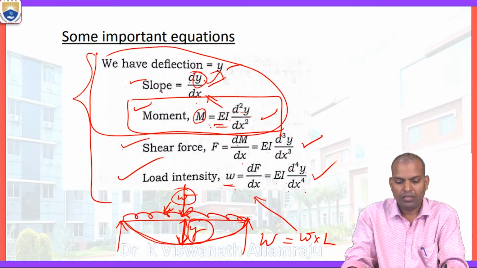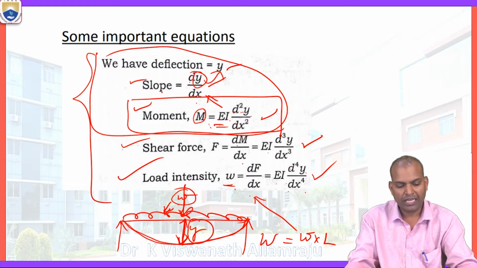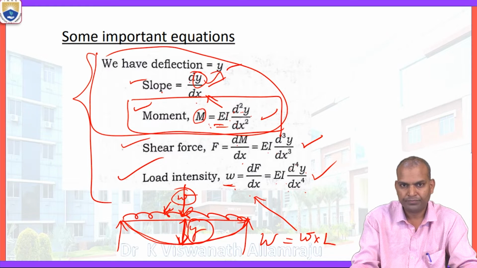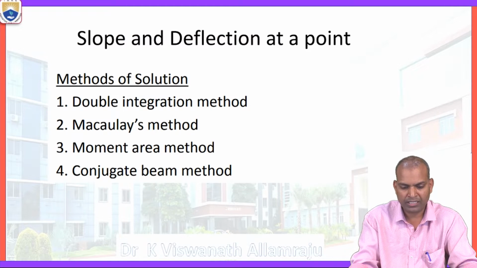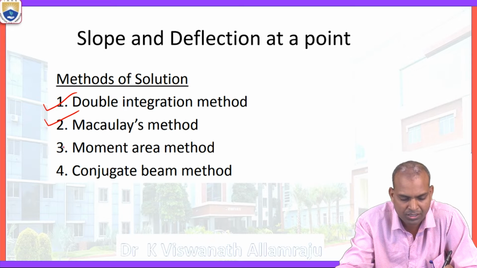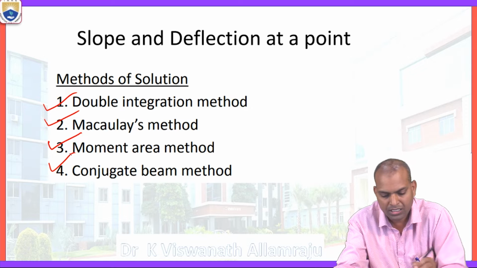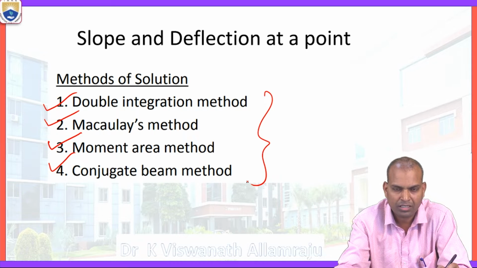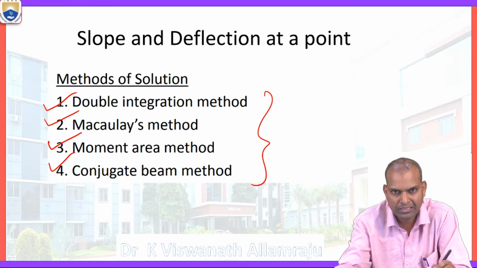Now, what are the various methods involved in calculating the deflection of the beam? There are various methods. The first is the double integration method, the second is Macaulay's method, the third is the moment area method, and the fourth is the conjugate beam method. These four methods are useful to calculate the slope and deflections of beams.